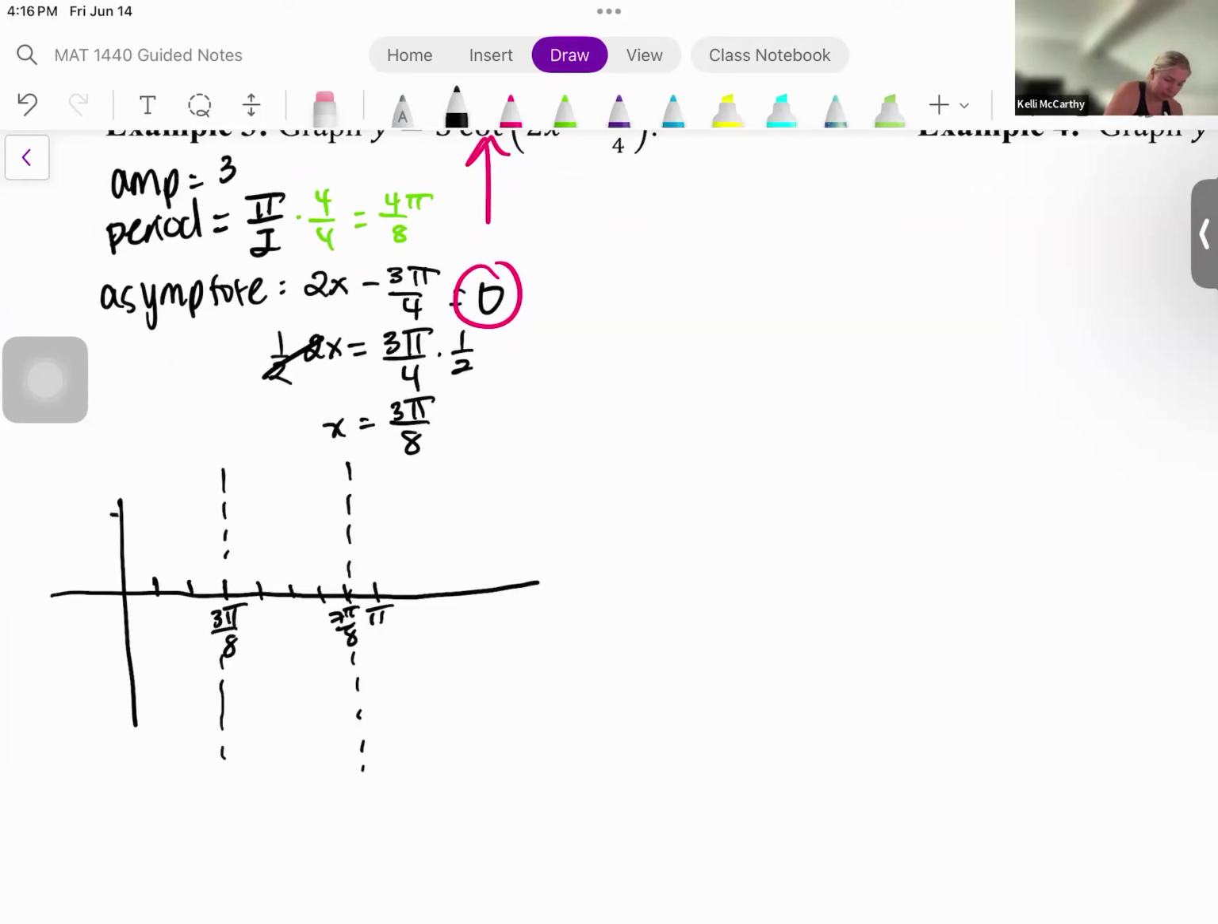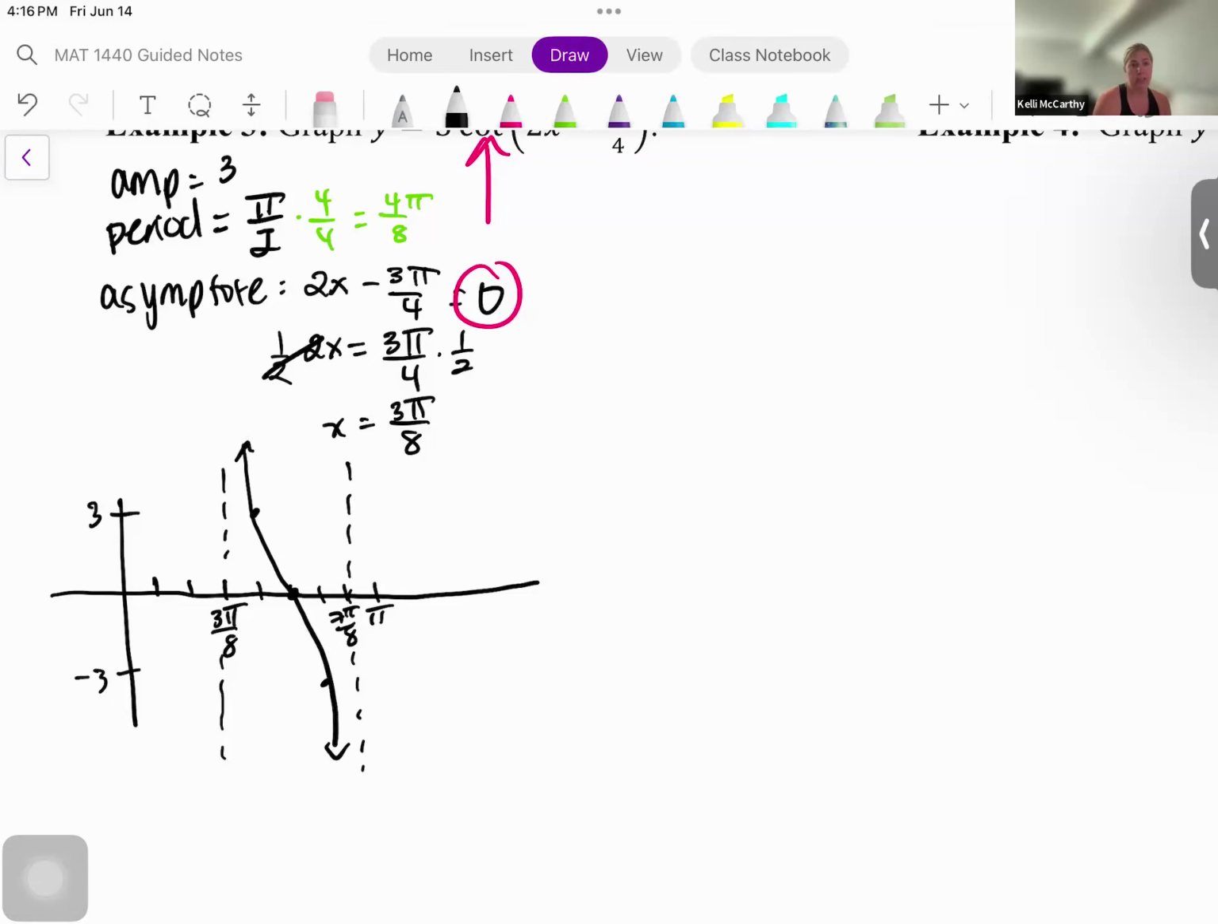Now the amplitude was 3, so we've got 3 and -3 marked. In between these two asymptotes, cotangent starts at the top and goes to the bottom from left to right. So at that first mark inside my period, I'm going to be at +3. Then I'm going to be at my midline. The last mark of my period, inside of my period, is going to be down at -3. And there's our sketch of that graph.